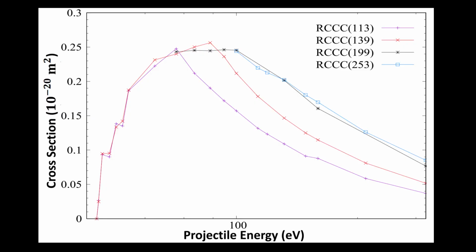The first figure on screen shows the ionization cross-section as a function of projectile electron energy for many scattering models. The convergence of this cross-section can be seen in this figure, as the increasingly large models produce cross-sections that are closer and closer together.